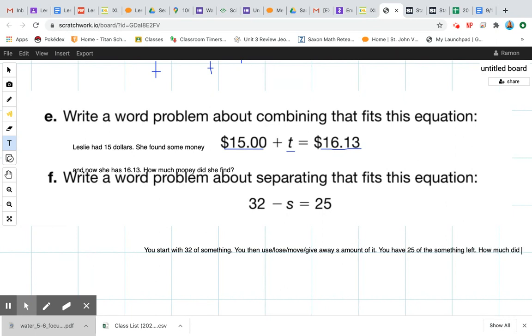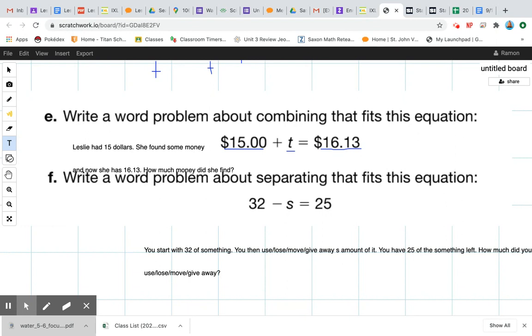How much did you use or lose or move or give away? So that's the template. Obviously, you guys have to be more specific with this. You should be putting something, right? Like think of a scenario where you would have 32 of something, and then for whatever reason, some of it went away, and now you only have 25 left of it.